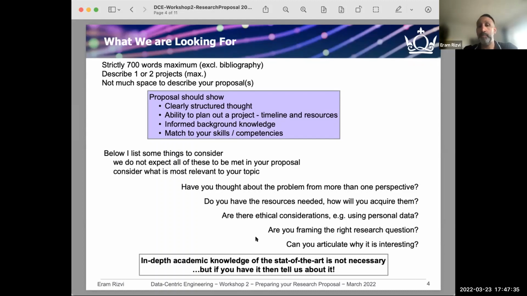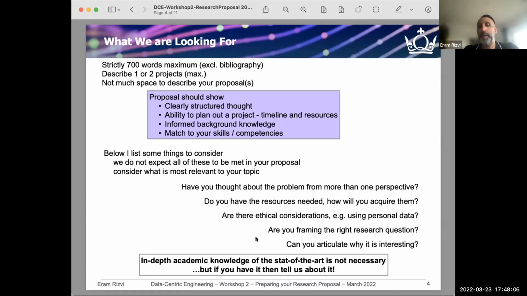Have you thought about the resources needed? So hopefully the answer to that is yes, because that was one of the sections that we talked about, but also think about how are you going to acquire them? So if you need a large data set, for example, where are you going to get that from? So think about that. Are there any ethical considerations? Are you going to need to use a lot of people's personal data, for example? So think about any ethical considerations that might be relevant for your research.